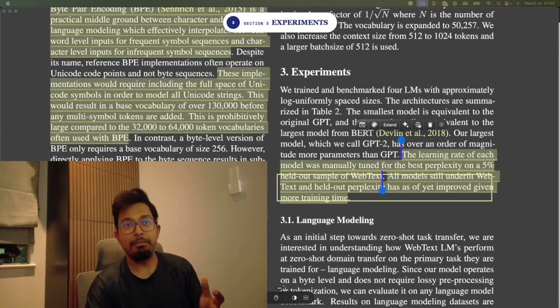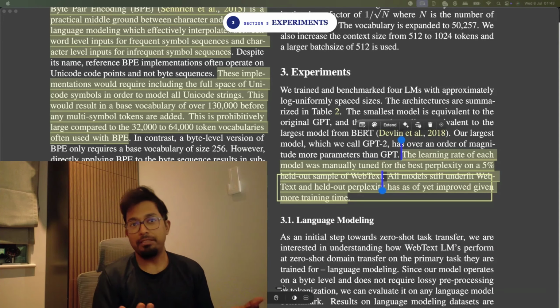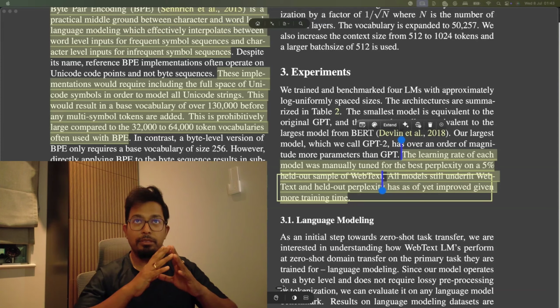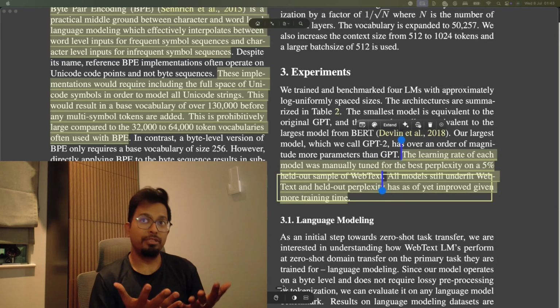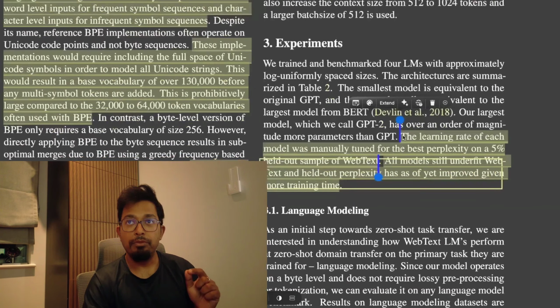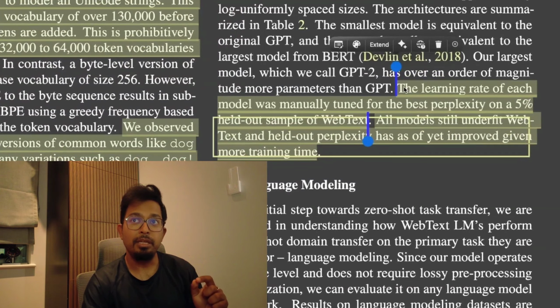Now we come to the experiment section. This is the evidence section, essentially. In here, the paper tries to prove the thesis. If you see here, I think this is the key statement. The learning rate of each model was manually tuned for the best perplexity on a 5% held out sample of WebText. Now, the key term to define here is perplexity.